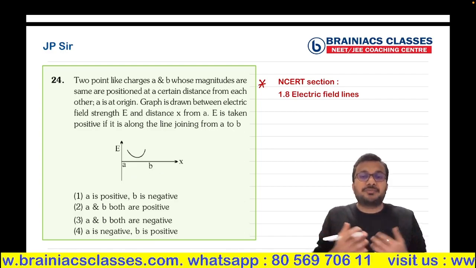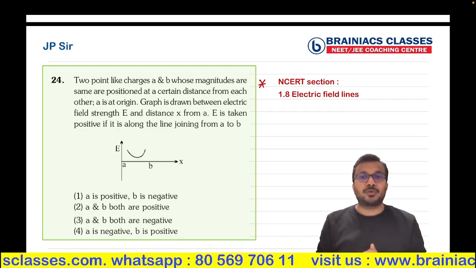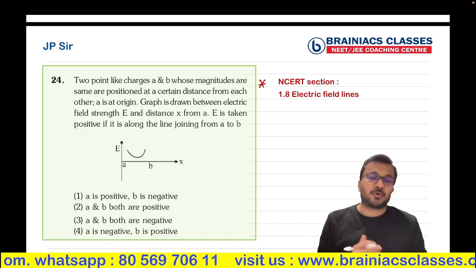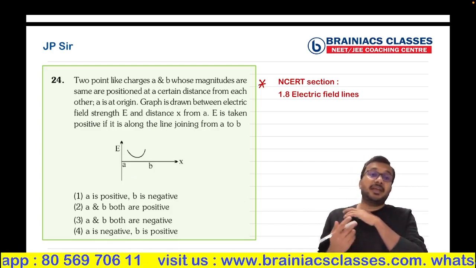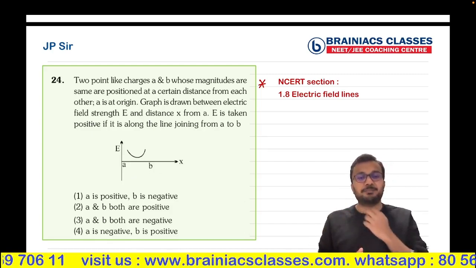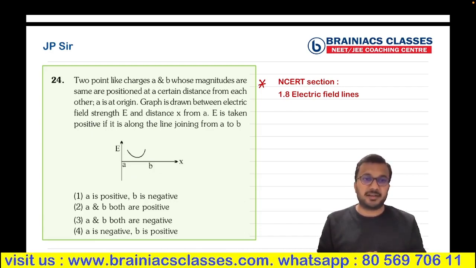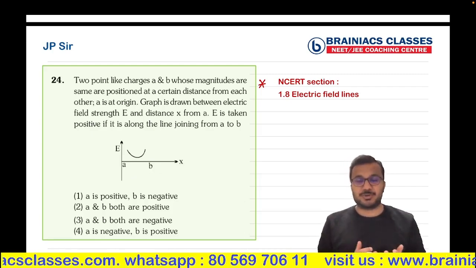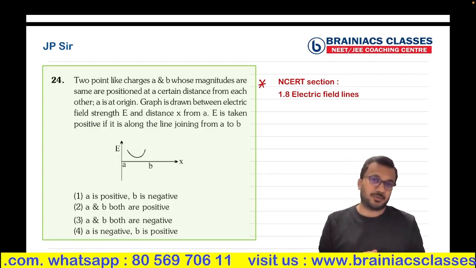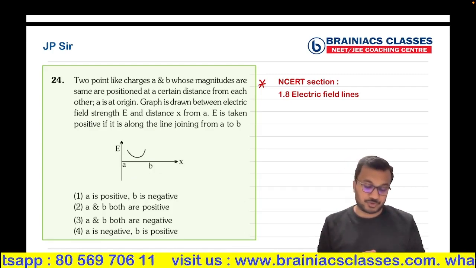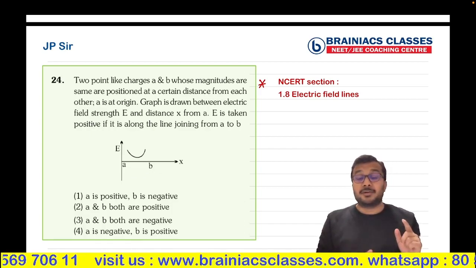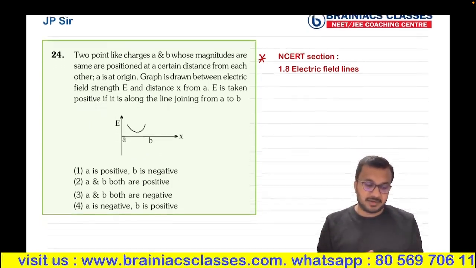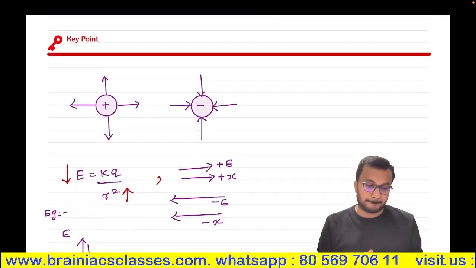Now, this question comes from the section 1.8, electric field lines. We want to know the field lines. To know the field lines, there are four options here: A, the charge positive or negative; B, the charge positive or negative. What is the answer? Both are positive, both are negative, one is positive and one is negative. We don't know, we have to calculate this. That is the aim of the question. Definitely we should learn a lot of theory here.